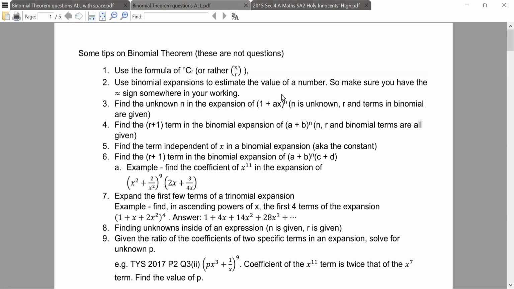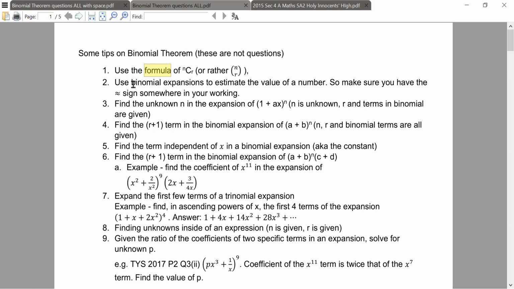Some tips on binomial theorem. These are not questions. Some of the problem solving tips that you need to solve questions involving binomial expansion are the following. Number 1, use the formula of nCr, or rather n choose r. I didn't mention the formula; I'll talk more about the formula later. It's just 5 times 4 times 3, but you must generalize it.